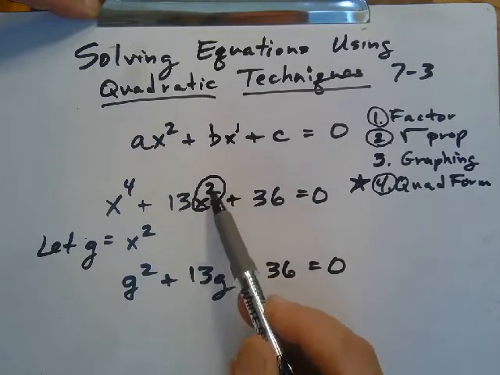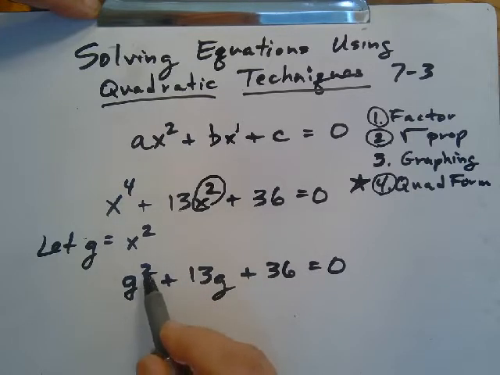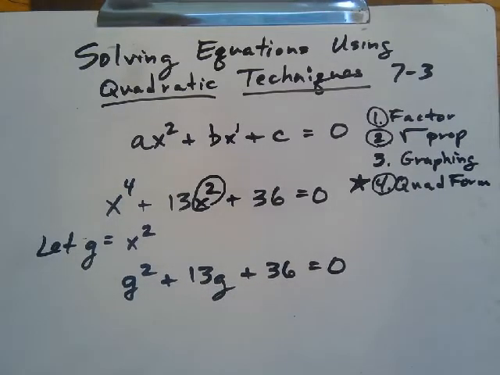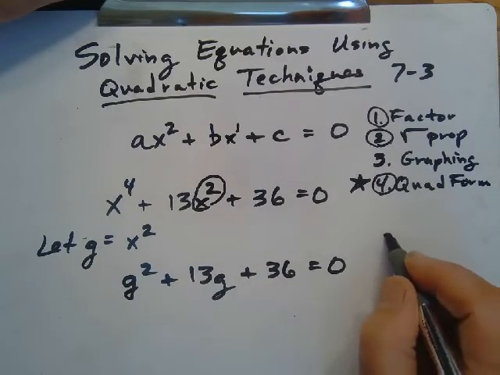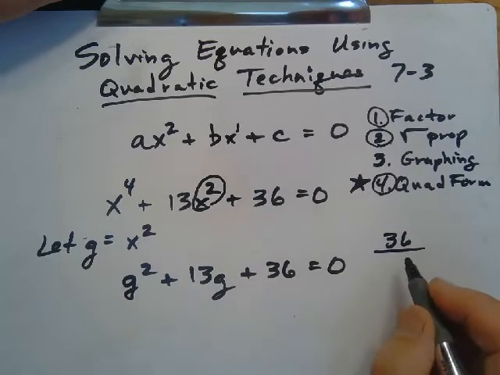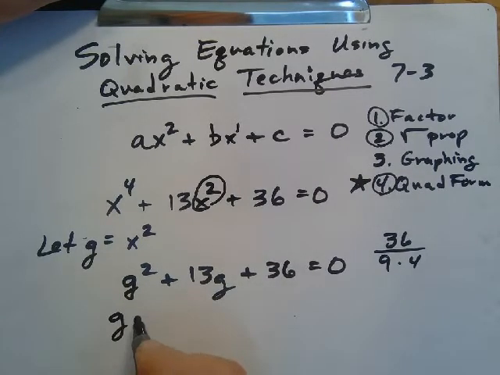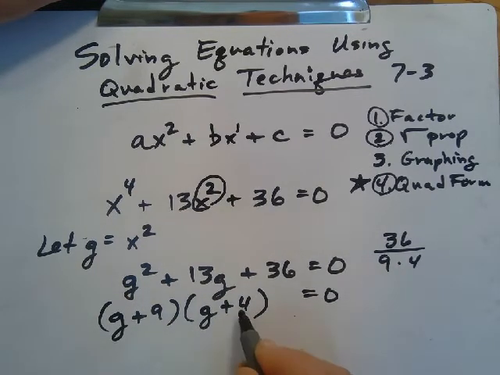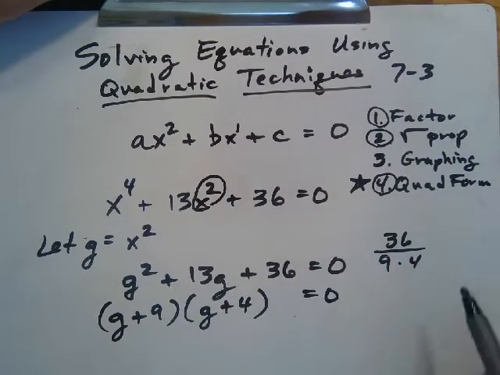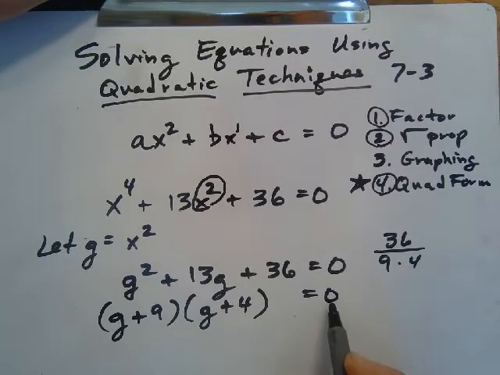Notice x squared has been turned into G, and x to the 4th happens to be G squared. Looking at this, it is much easier now to factor or use the quadratic formula. I can see that this will factor. What are the two factors of 36 that give me 13 when I add them together? It turns out to be 9 and 4. So I'm going to skip to the end of this. This is (g plus 9) times (g plus 4) if I factor this. I could use one of these other techniques as well. And this happens to be the factored version of this.